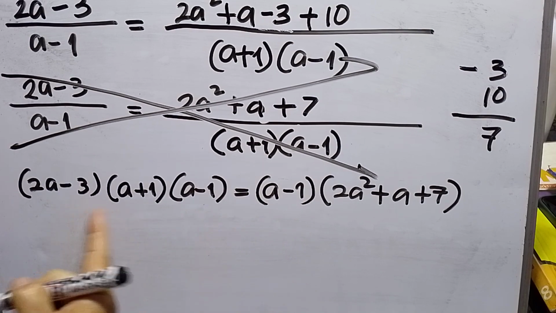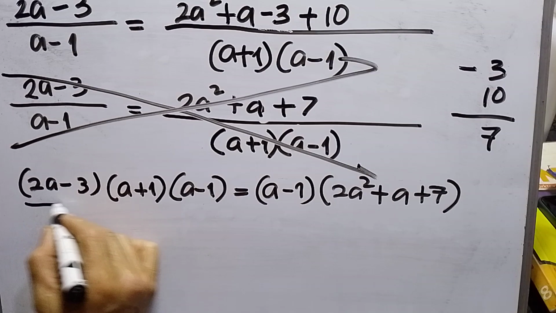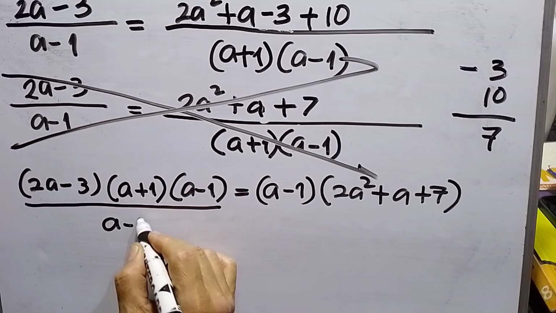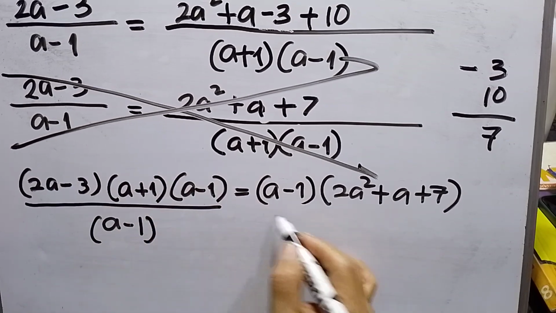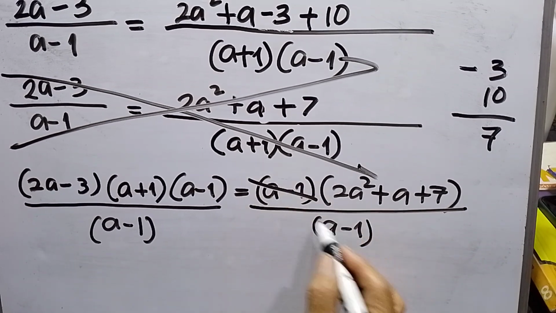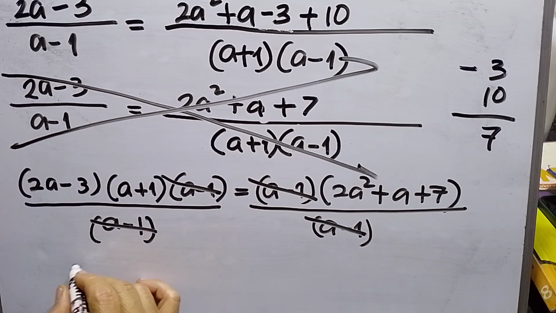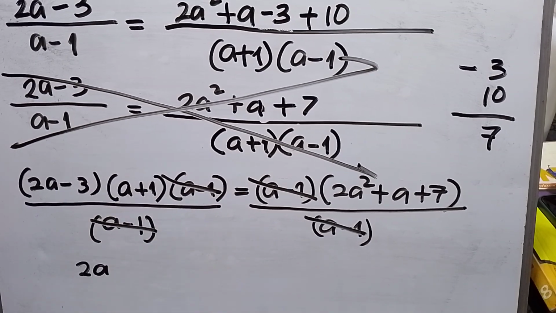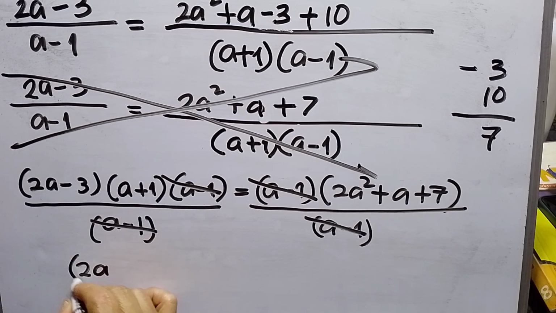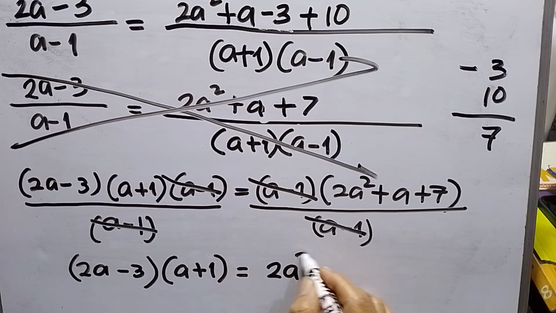Since I have here at the left side a − 1 and I have also at the right side a − 1, I need to divide to make it simpler. Divide also this one by a − 1. So this will be crossed out, a − 1. So I have factors at the left side, (2a − 3) and (a + 1), is equal to 2a² + a + 7.